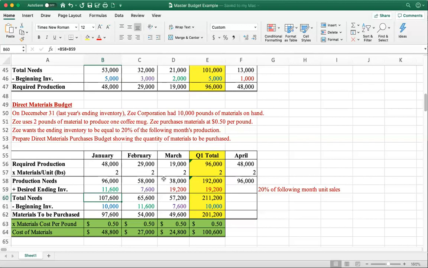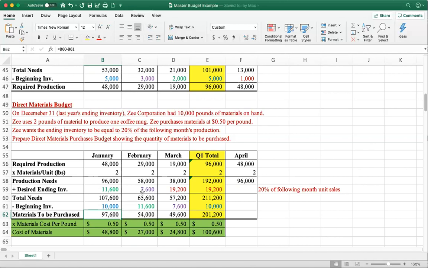We do the same thing for the other months as well, and we come up with the total needs for the whole quarter. Now the beginning inventory is provided on December 31st. Last year's ending inventory, Z Corporation had 10,000 pounds of material on hand. So last year's ending inventory became the beginning inventory of this month, 10,000. So we already have that, so we are going to subtract it. So now we only need 97,600 pounds of material in this month, in January.